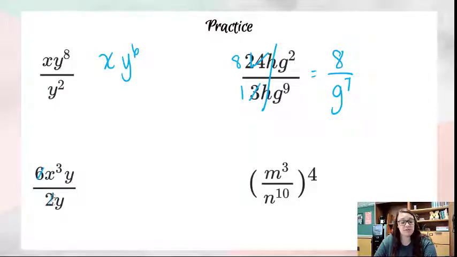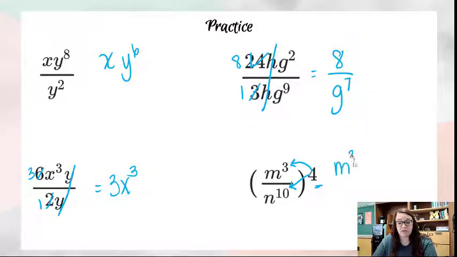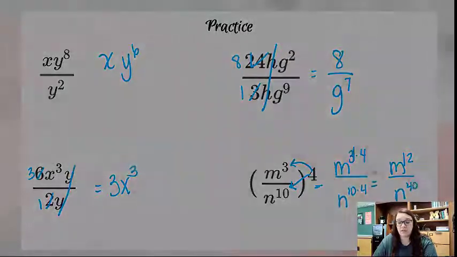On this one, 2 goes into 6 and 2, goes into 6 3 times, and 2 1 time. And the y's on top and bottom cancel. All I'm left with on top is 3x cubed, and the only thing on bottom is 1, so I'm not going to write it. On this one, I have a power property. I'm going to distribute that 4 to the top term and the bottom term, and when I do, I'm multiplying. So I've got m to the 3 times 4 over n to the 10 times 4. So I've got m to the 12 over n to the 40th.